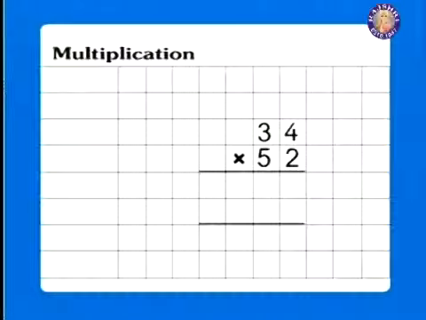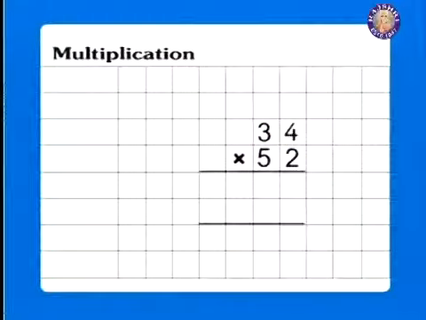To complete this multiplication, we follow 3 steps. 2 steps for each of the multiplying digits, 5 and 2, and 1 last step for addition. In the first step, multiply 34 by 2, and in the second step, multiply 34 by 5.